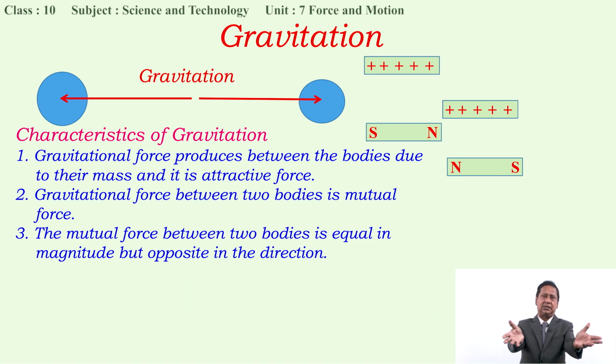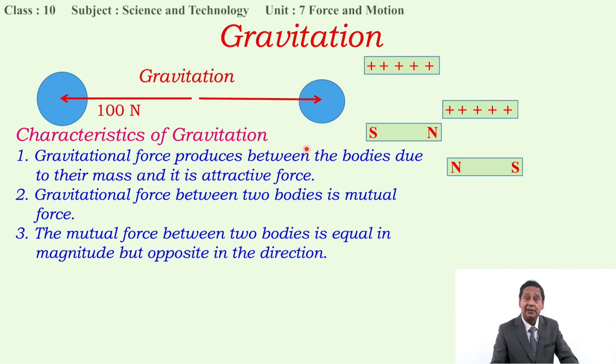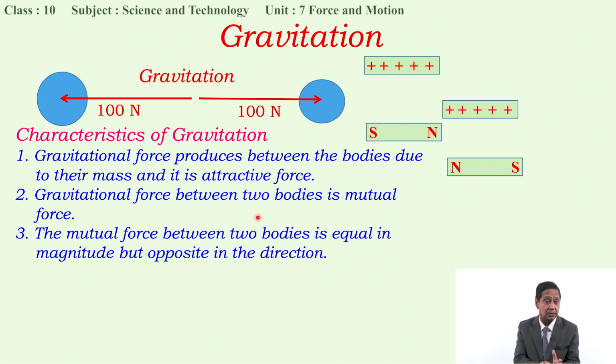And the third characteristic: the mutual force between two bodies is equal in magnitude but opposite in direction. What is the meaning of this saying? Mutual force between two bodies is equal in magnitude. Just for example, this is the first body, and if it attracts the second one with a force of 100 Newton, then the second one also attracts the first with the same force of 100 Newton. That's why it is mutual force, and the value is also equal.